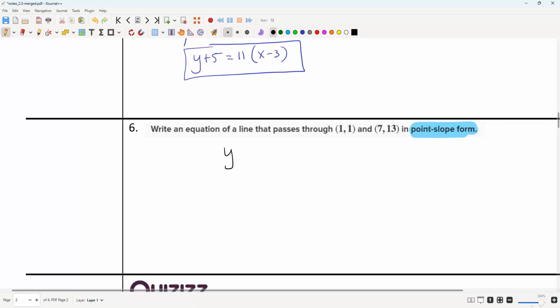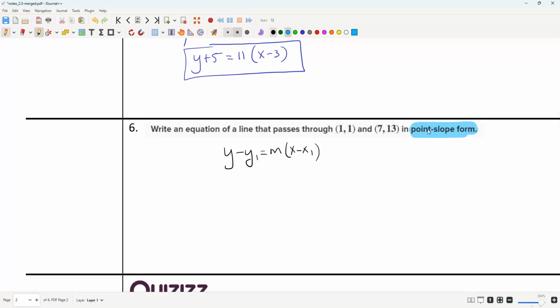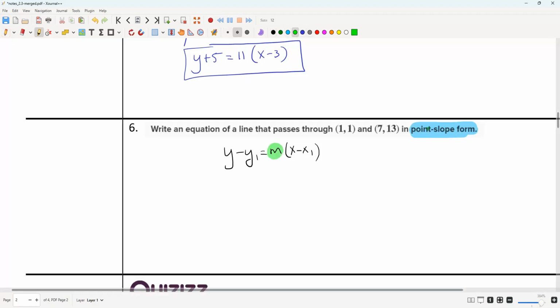Same thing as before, y minus y1 equals m times x minus x1. And we need to figure out, well, what is my slope? They don't give us the slope here, so we're going to have to calculate it ourselves. And we can use the slope formula for that. So what we can do is take one of these points. Let's name this point x1 and y1, and we'll name this point the second point that we know. So this will be x2 and y2.